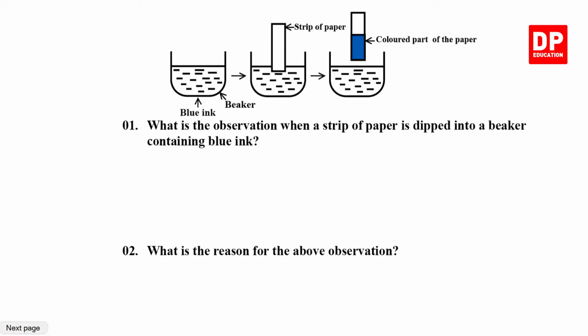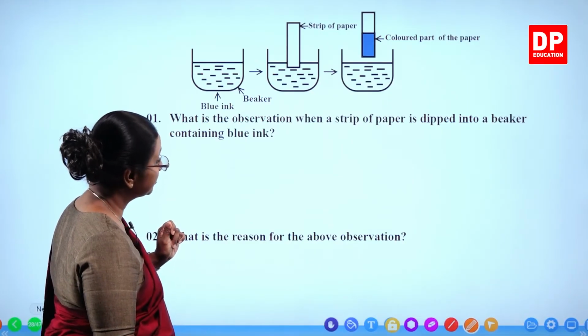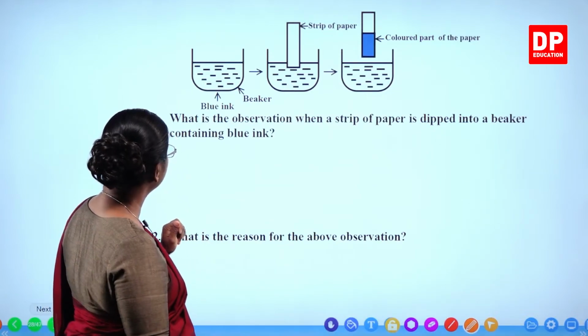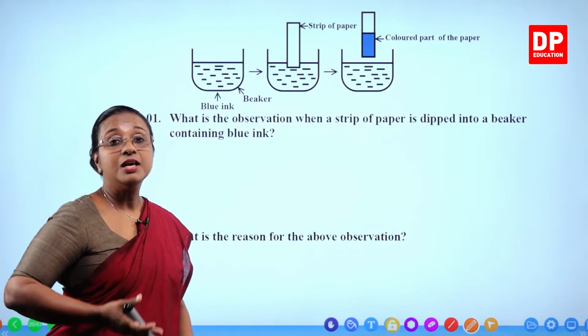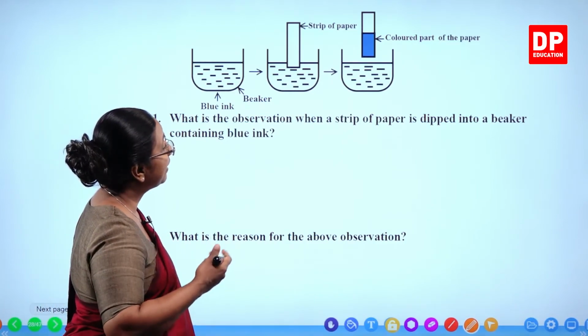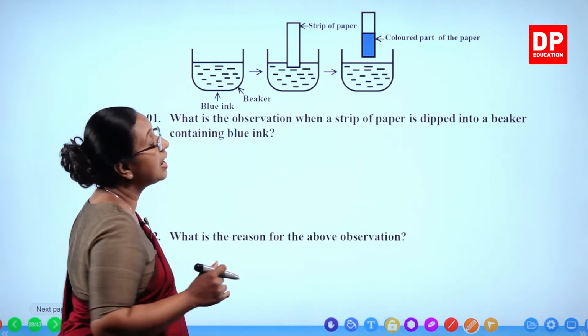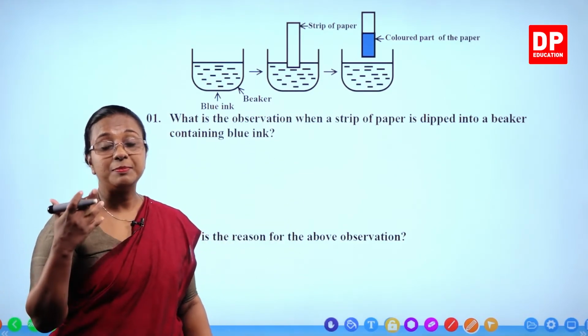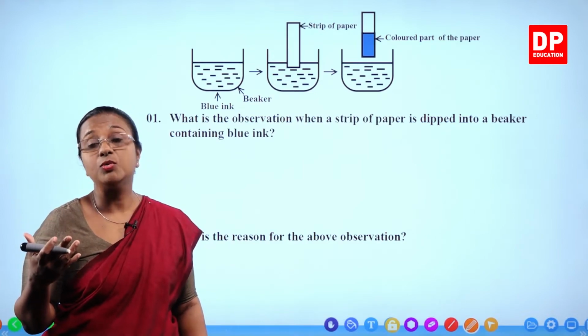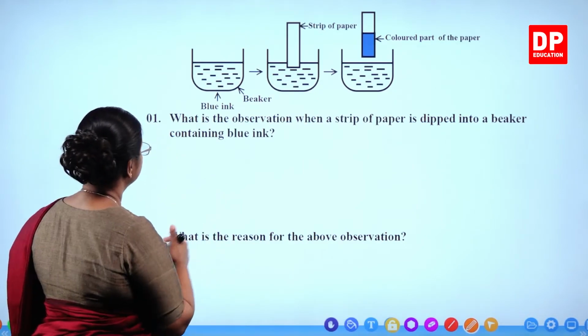Again, the same diagram is given to you. I explained the activity, the observation and the reason. So the first question: what is the observation when a strip of paper is dipped into a beaker containing blue ink? The paper will become colored. The color will be soaked up. The paper will be soaked in blue color. That is what you can say.